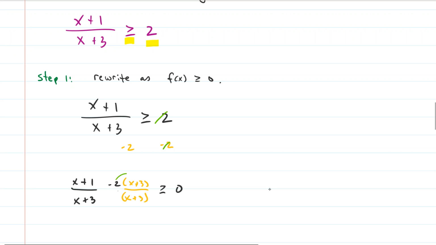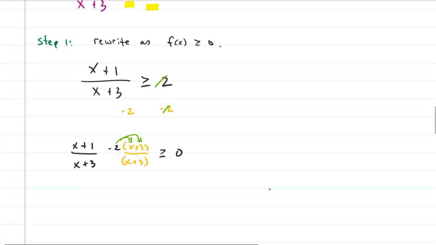We should multiply the negative 2 through the numerator of the x plus 3 over x plus 3. And that gives us x plus 1 over x plus 3 still. That remained unchanged. But now we have negative 2x minus 6 all over x plus 3. And this is still greater than or equal to 0. So we're getting close now. We have a common denominator. We have x plus 3 in both of these, and it looks kind of weird without a plus sign in the middle. Let me add that.